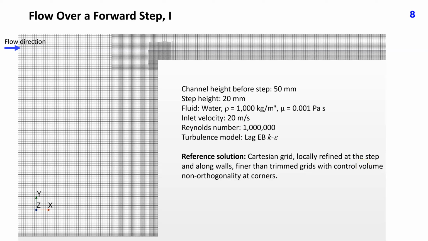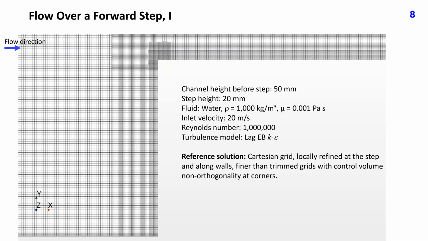The effects of grid non-orthogonality at a sharp boundary corner are studied on the flow through a channel with a forward step. A reference solution is generated by using a fine Cartesian grid, locally refined at the step and along walls, which is finer than trimmed grids with control volume non-orthogonality at corners that will be used to assess the effects of cell non-orthogonality. This plot shows details of the reference grid near the step.